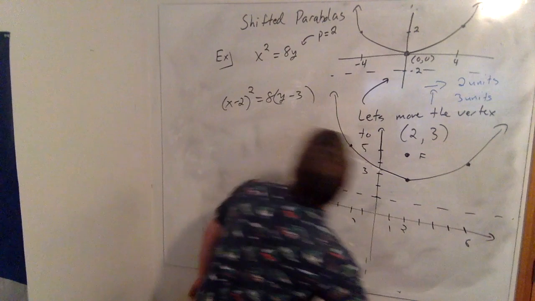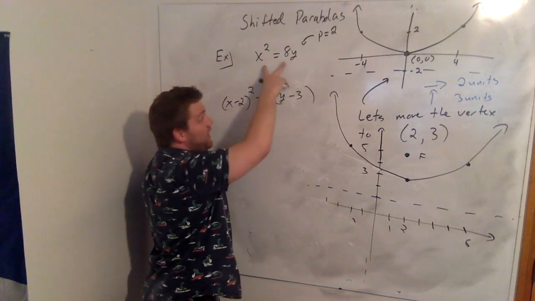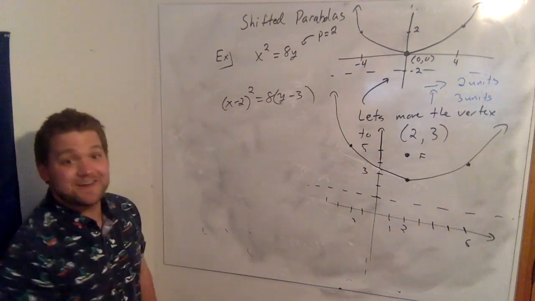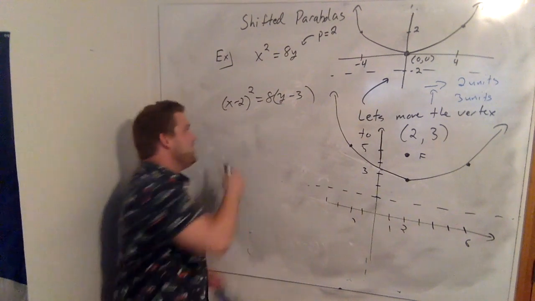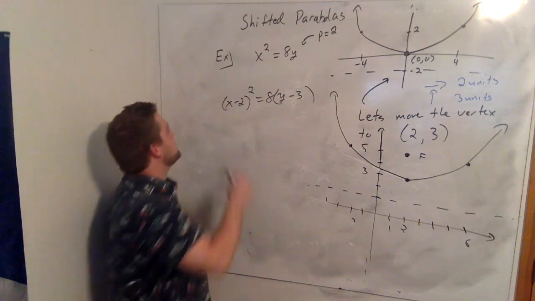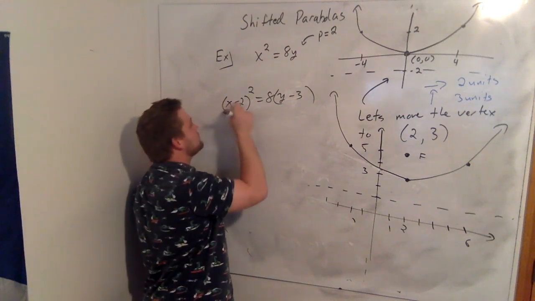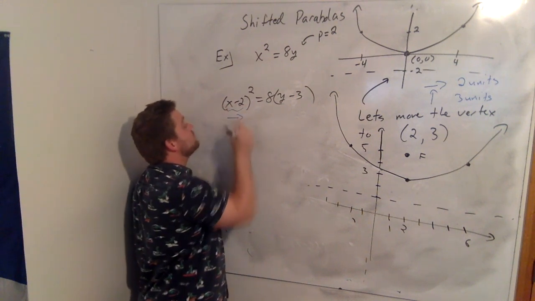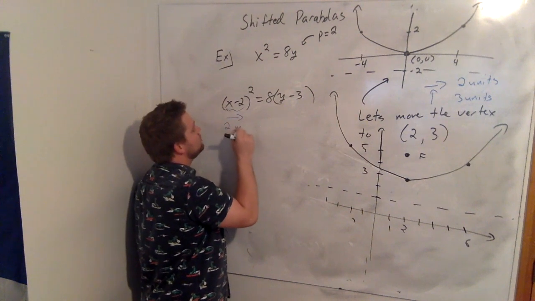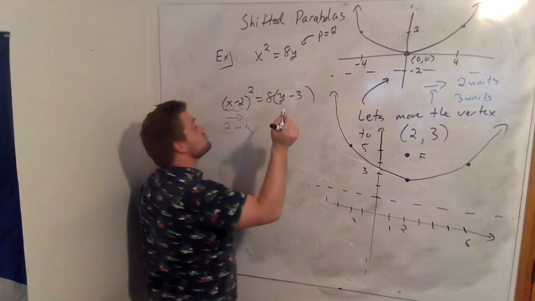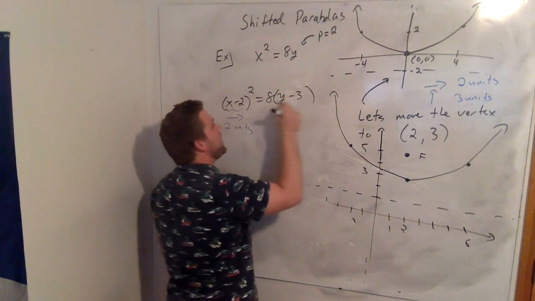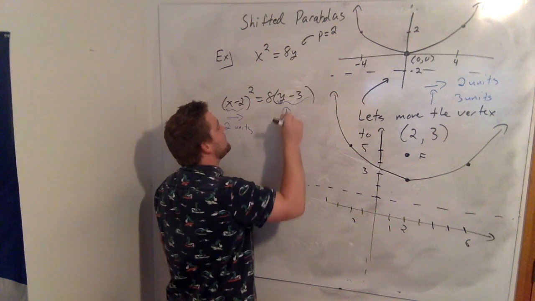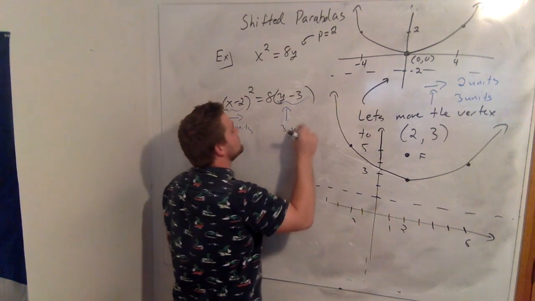This is the equation of this parabola, except I just moved its vertex to the coordinates 2, 3 rather than 0, 0. Now notice what's happening here. When we take our x value and subtract 2 from it, we're subtracting 2 directly from the x value. That's moving the graph to the right 2 units. And when I'm subtracting 3 directly from the y value, this shifts the graph up 3 units.